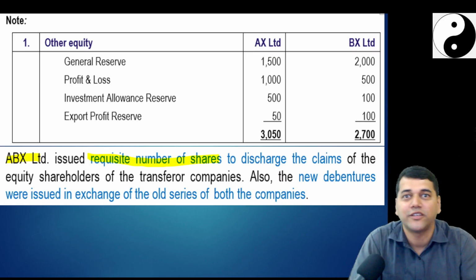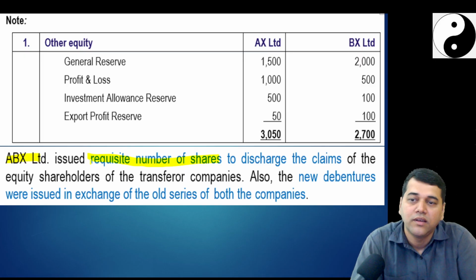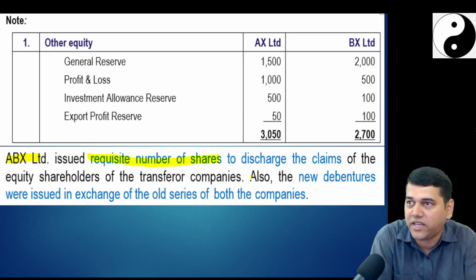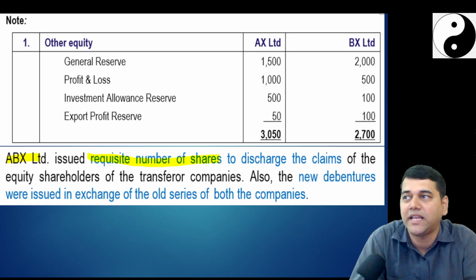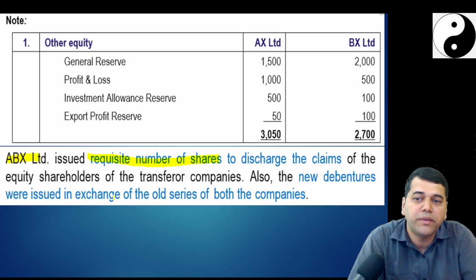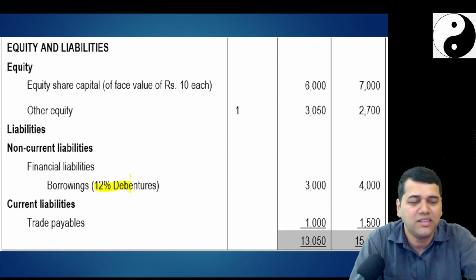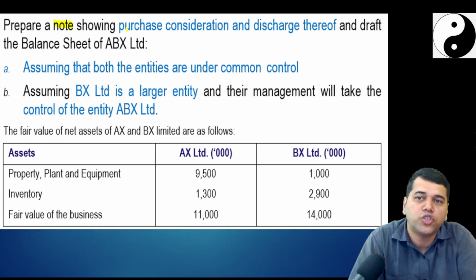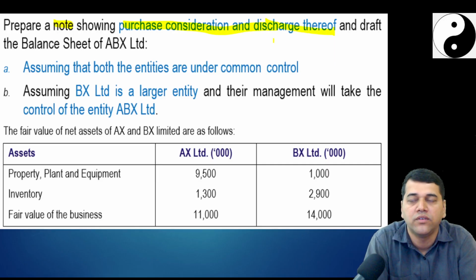Calculation of the purchase consideration, swap ratio, business valuation, one concept comes here. And to discharge the claims of the shareholders of the transferor company, ABX issued its own shares to both the members, AX also, BX also. How much? They didn't tell. Also, new debentures were issued in exchange of old debentures, so there are no accounting implications. Now prepare a note showing purchase consideration, which is the crux of this, and discharge thereof, and the draft balance sheet of ABX Limited.